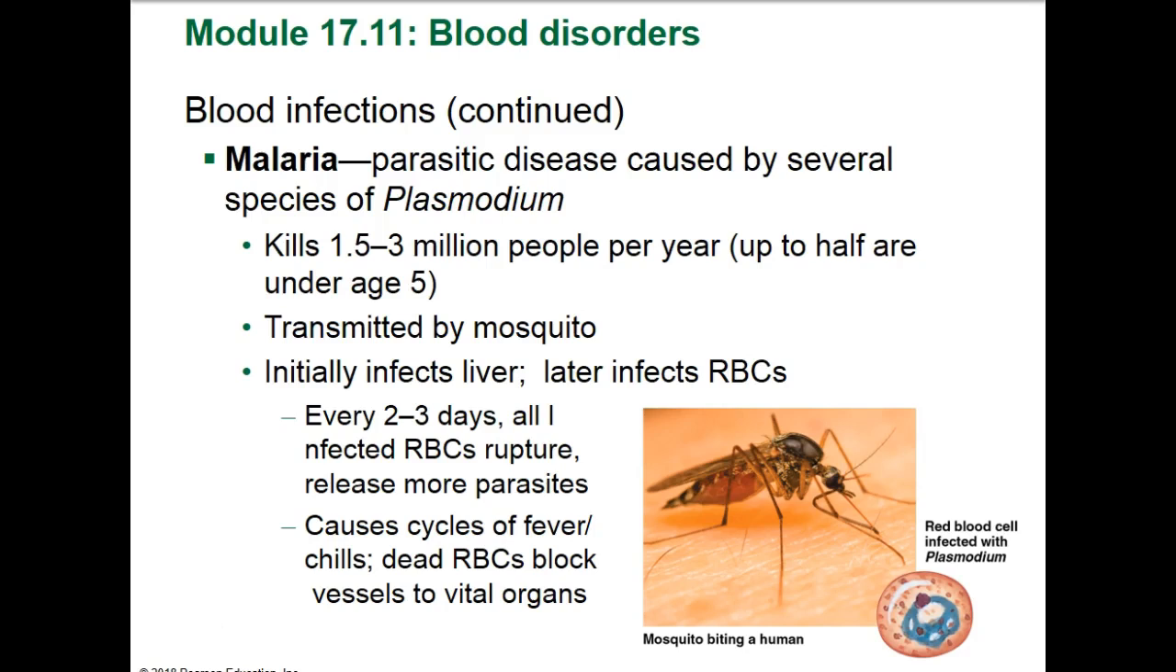It kills 1.5 to 3 million people per year. Up to half are under age 5. It's transmitted by mosquito. It initially infects the liver, and later infects red blood cells. And every 2 to 3 days, all the infected red blood cells rupture, releasing more of the parasites. And this is what causes a cycle of fever and chills. Every time you have this rupturing of the cells, the dead red blood cells block vessels to the vital organs. So it is very serious, or can be.